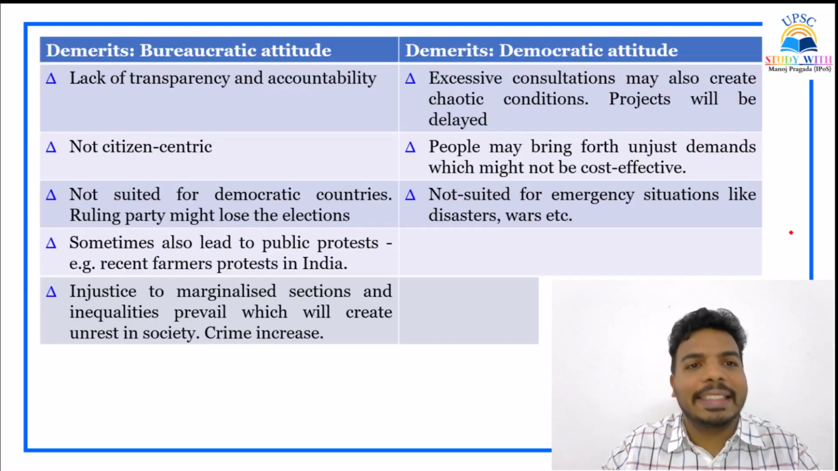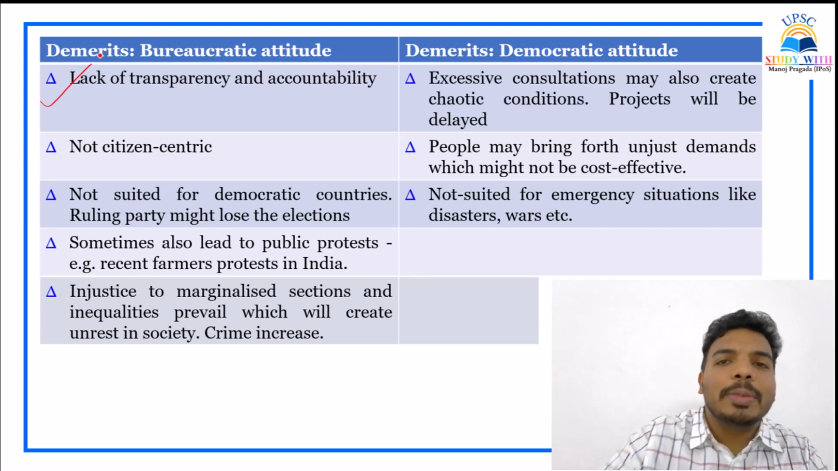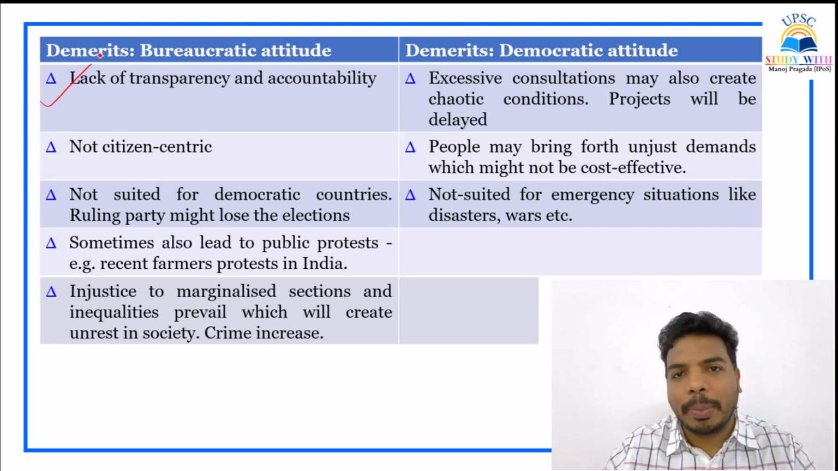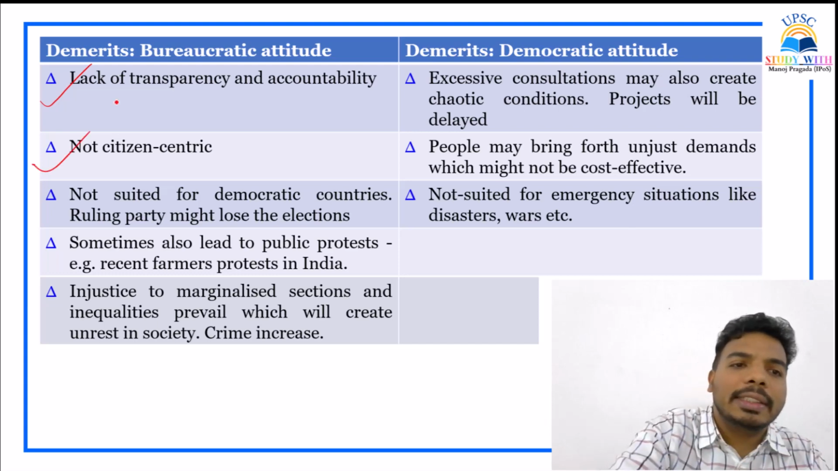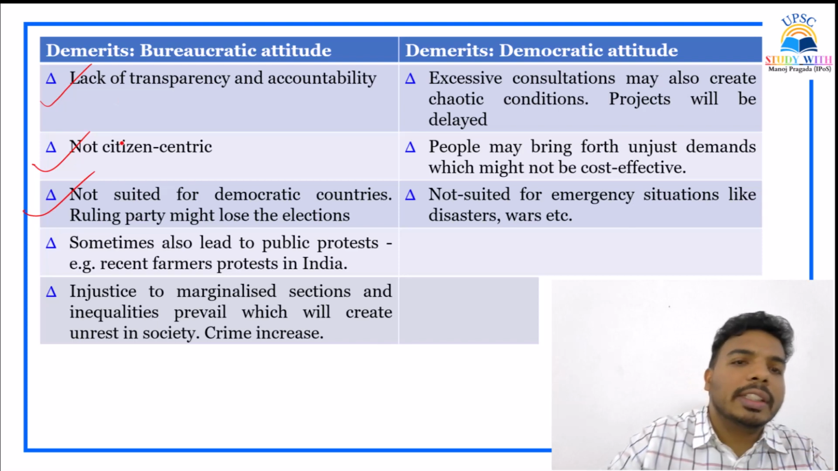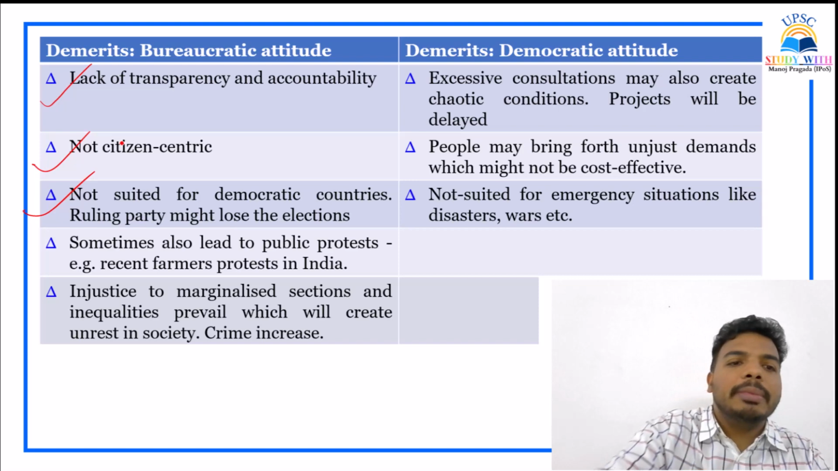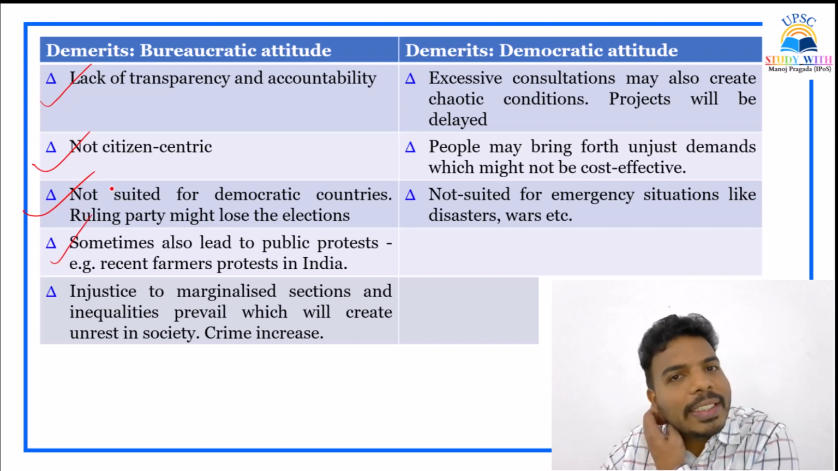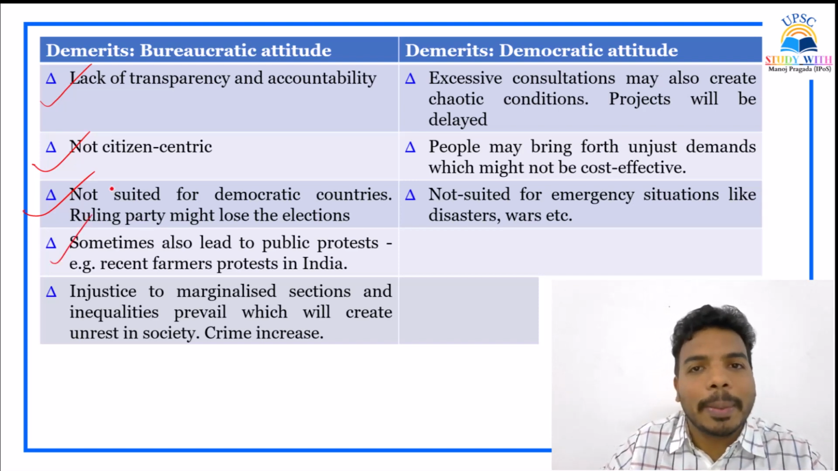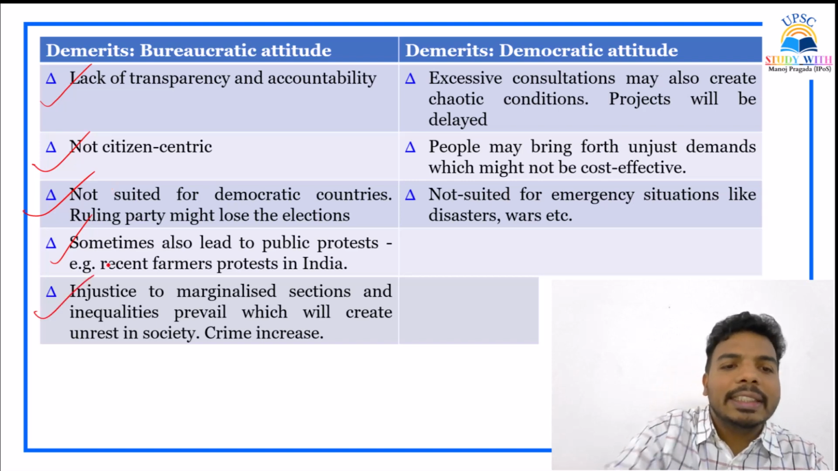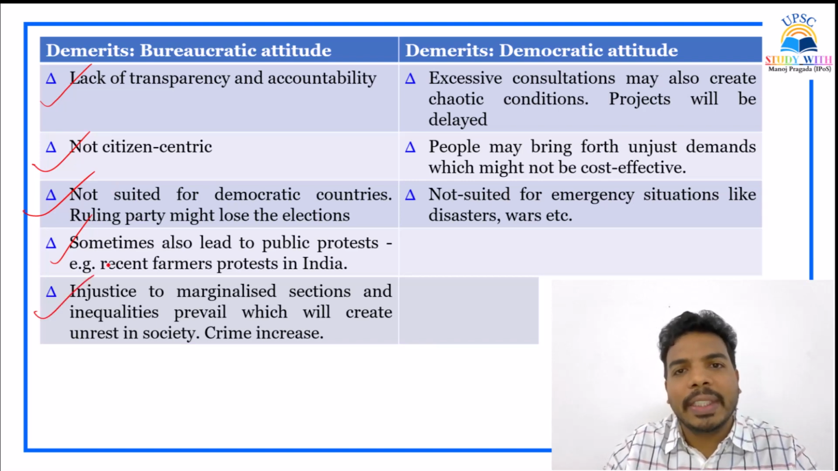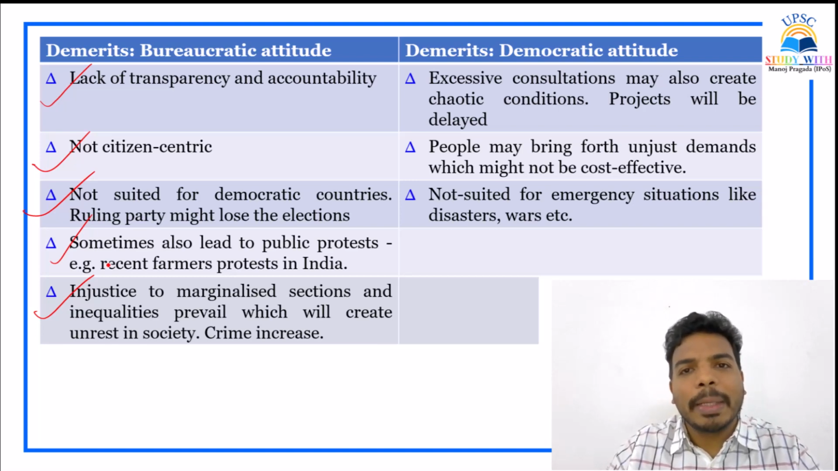But what are the demerits? Lack of transparency and accountability. If you are not engaging with the public, if the public don't know what you are doing, you are maintaining secrecy, then there is a lack of transparency. That is not citizen-centric, not suited for democratic countries. With such an attitude, the ruling party might lose. Sometimes it also leads to public protests, as we recently witnessed in the farmer protests in India. Injustice to marginalized sections. If you are not engaging, not taking feedback, then how can you know? Certain sections may be neglected. So there might be more inequalities, which might lead to crime and law and order situations.